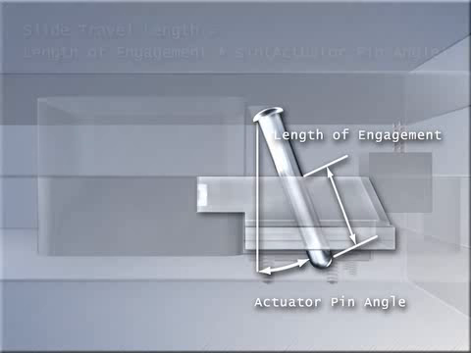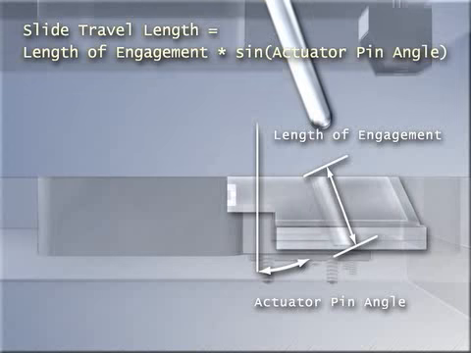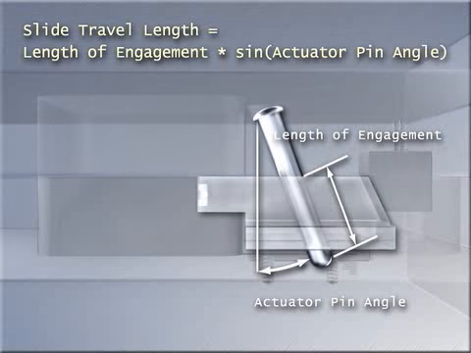Calculating the slide's length of travel is done by multiplying the length of engagement by the sine function of the angle. This dimension must be greater than the depth of the undercut being removed in order for the slide to work properly.